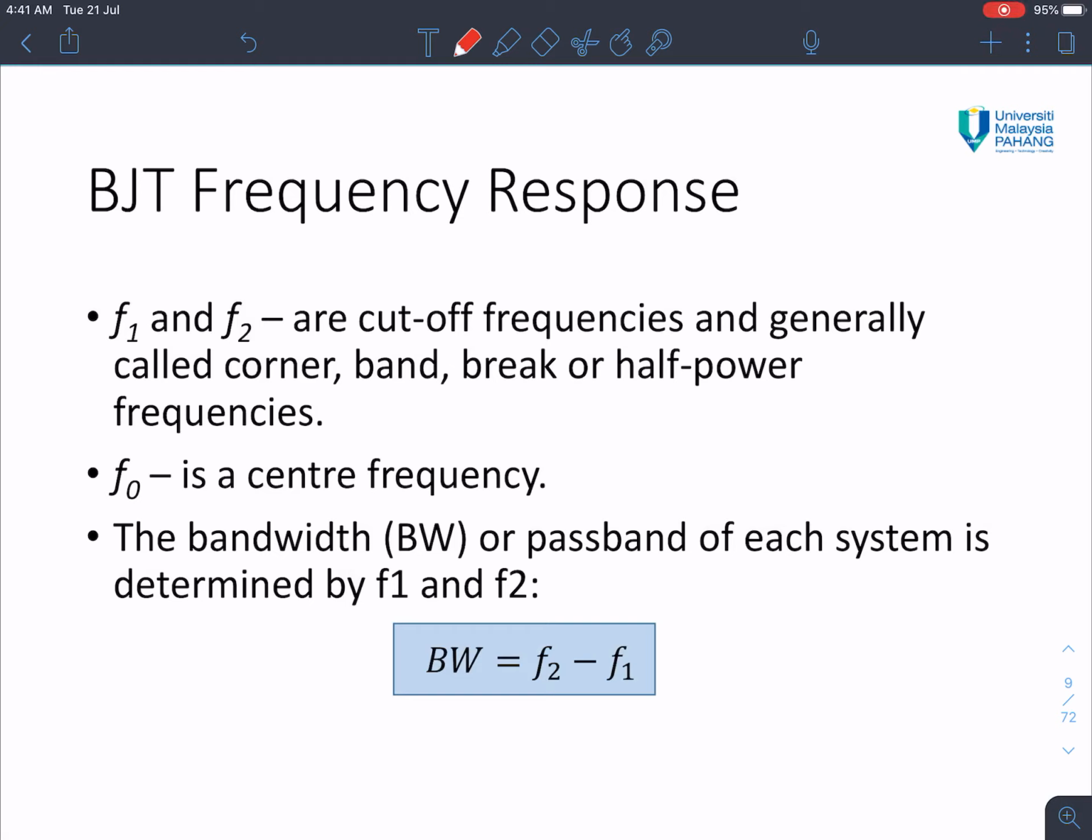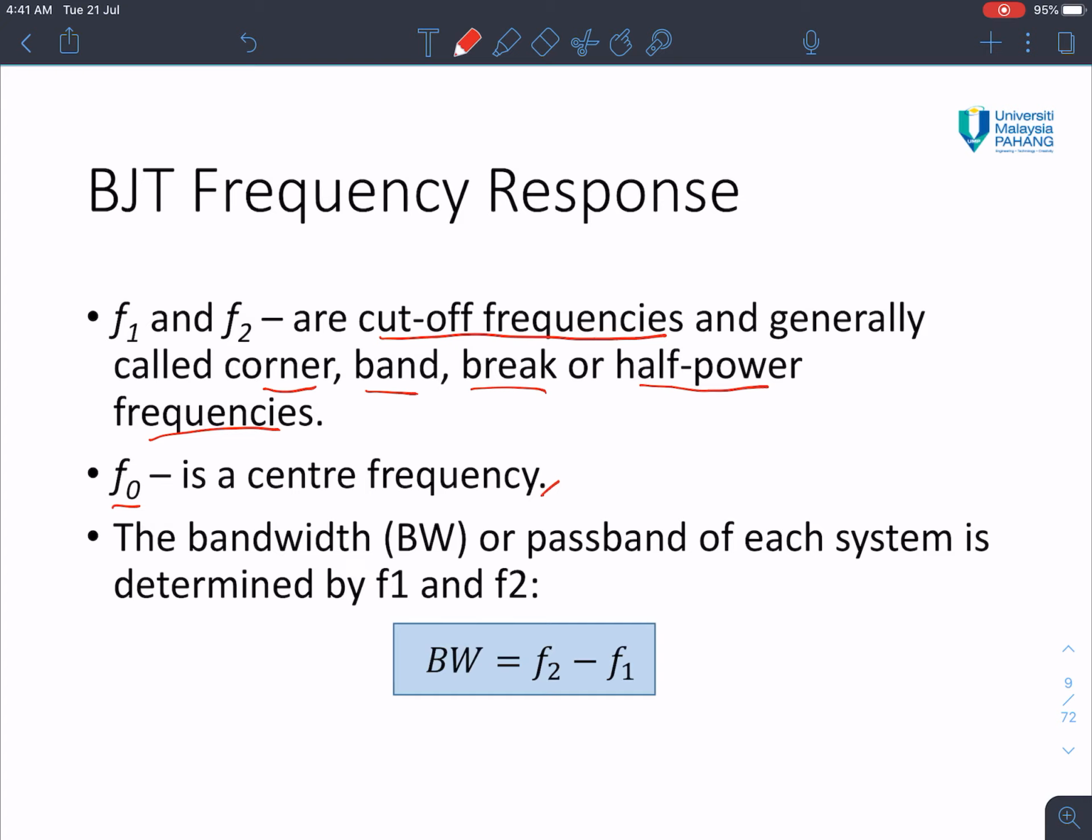Here are some parameters that are important in BJT frequency response. The first ones are F1 and F2, which are cut-off frequencies and generally called corner, band, break, or half power frequency. These are other names of the cut-off frequency. F0 is the center frequency.